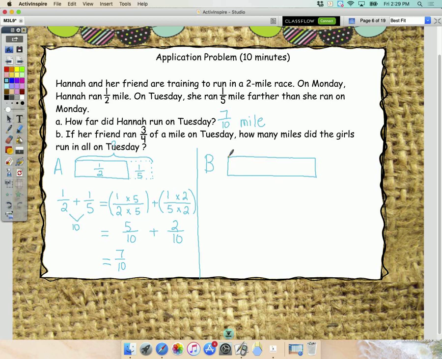So we've got Hannah and her friend. Hannah ran 7/10 because that's what we just got when we solved the problem on Tuesday. And her friend ran 3/4 of a mile. So if I do 7/10 plus 3/4, that's going to give me the answer to how far they both ran on Tuesday. 7/10 plus 3/4, and then I want to do equals, equals, equals.